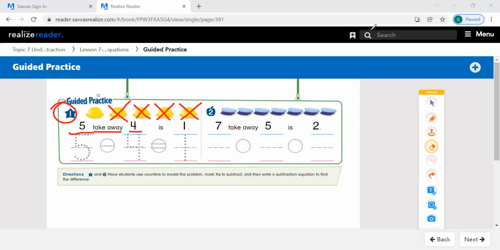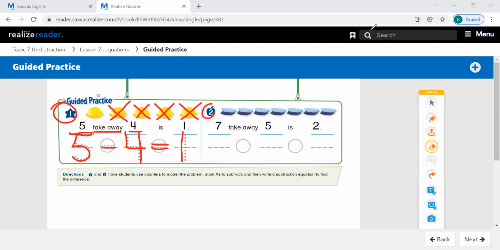So let's write our subtraction equation to find the difference. 5 take away, that is a minus sign, and that means you're taking away or subtracting. 5 take away how many? 4 equals, or that means is. So that's an equal sign and it means is. So 5 take away 4 equals 1. And that is a subtraction equation.